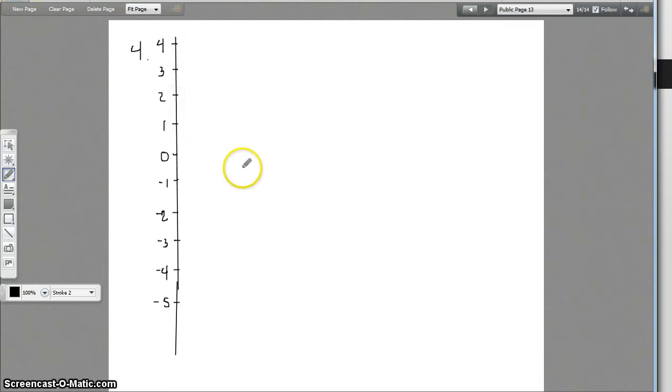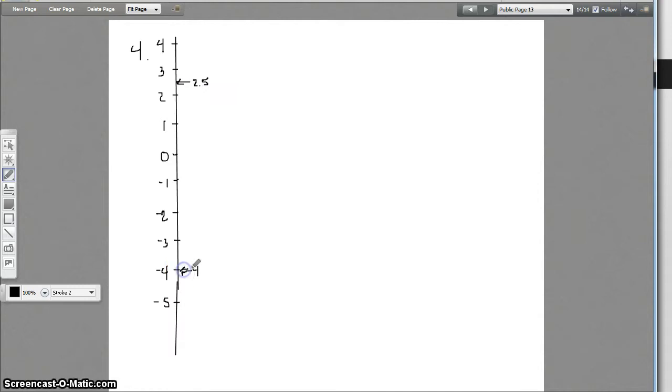Okay, so I went ahead and finished off drawing my number line. And we're given a whole bunch of different things that we need to locate on the number line. So first we need to find -4. Well, that's right here. So I'm just going to write -4 next to it. Then we need to find, for part B, 2.5. Well, that's halfway between the 2 and the 3. So I'm going to write 2.5 right there.